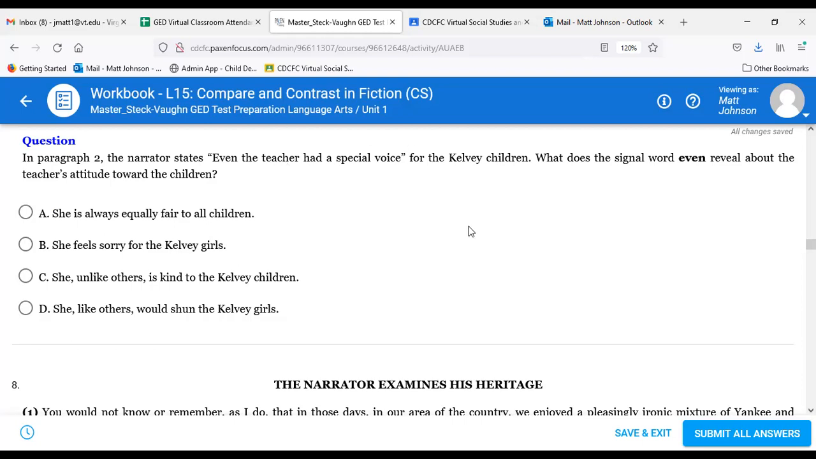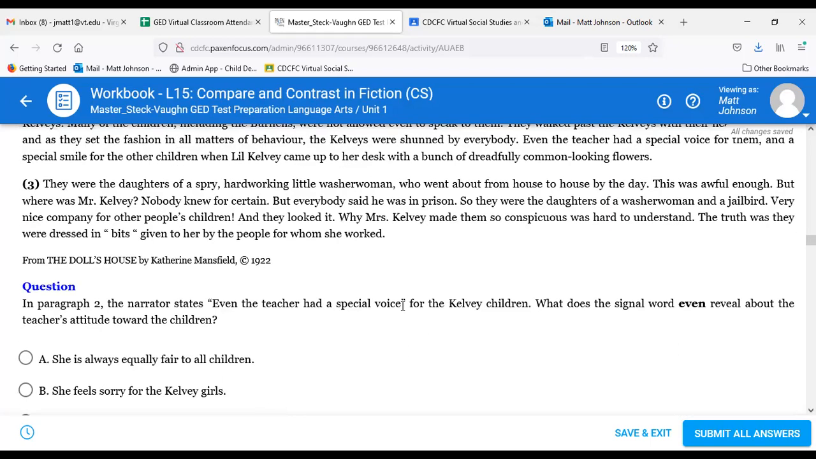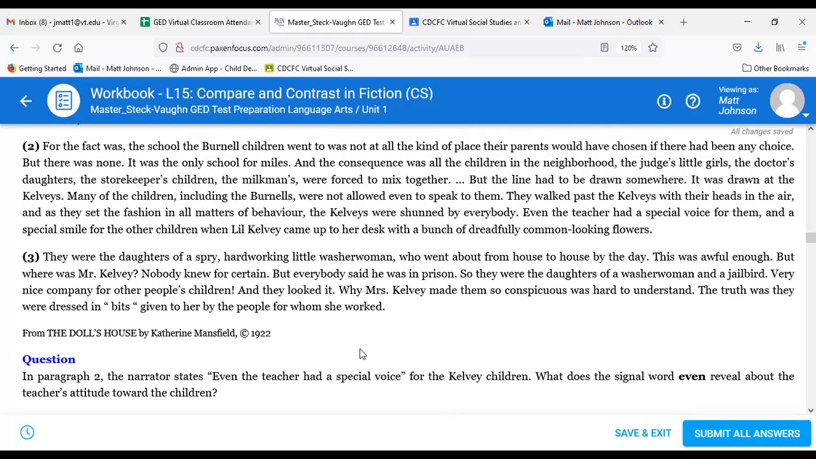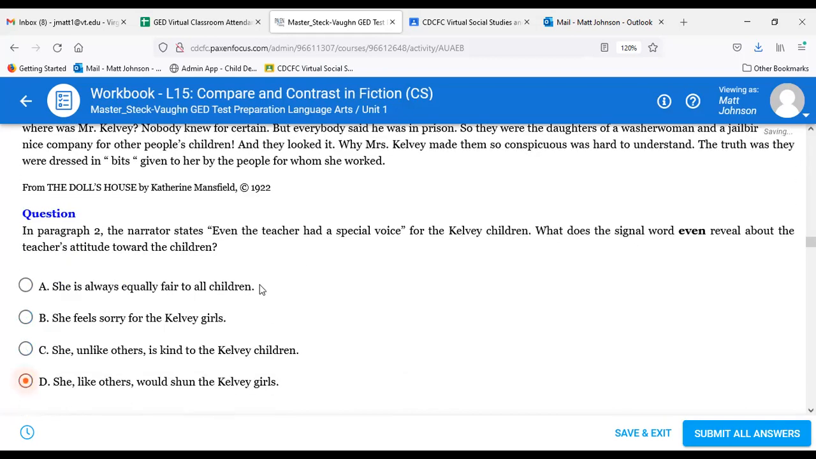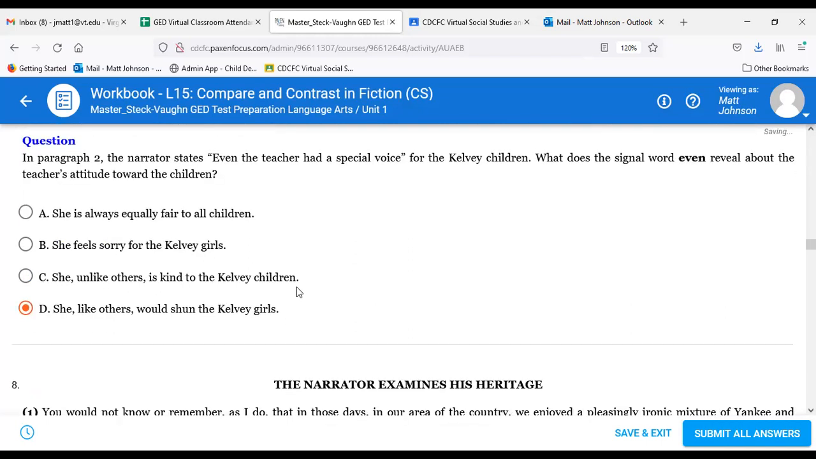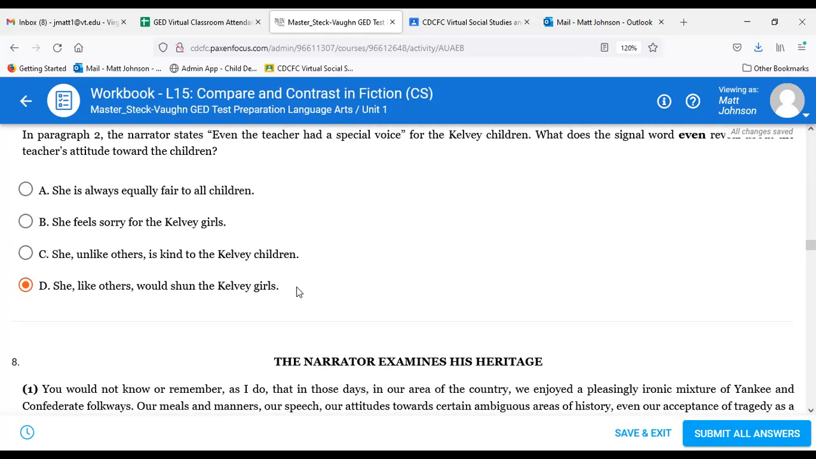Could you find me the "even" in paragraph 2? "Even the teacher had a special voice for them and a special mind for the other children, when Blue Kayla came up to her desk with a bunch of dreadfully common looking flowers." Maybe D. Yeah, D, right? She's going to shun them just like the others would. She's not any more friendly towards them than the rest. So 7 is D, D as in dog.